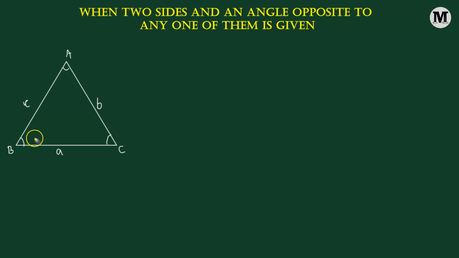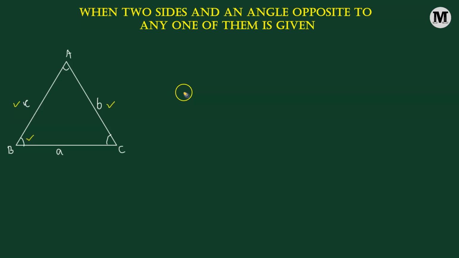Now for this triangle ABC, let's say two of the sides are given to us. So let us suppose that the side b and the side c are given to us, and one of the angles opposite to them, let's say the angle opposite to side b, which is angle B, is given to us. These three pieces of information are given to us. Now what can we say about the triangle?